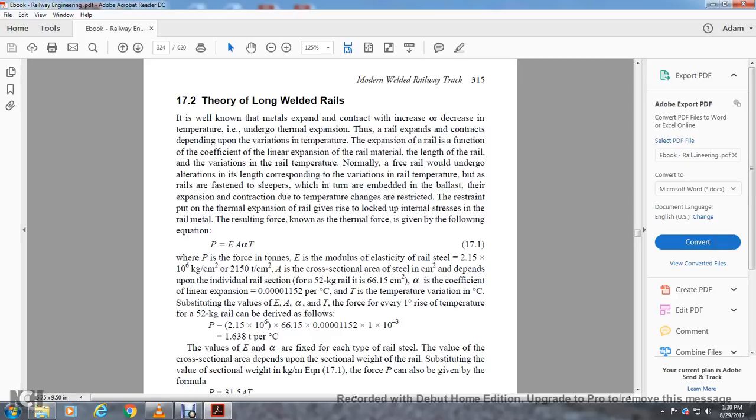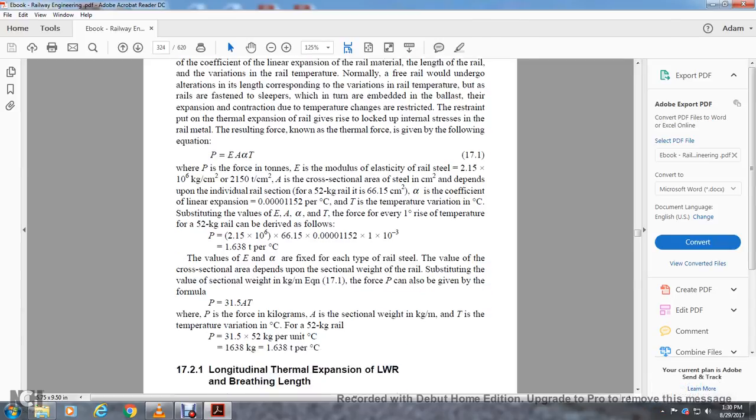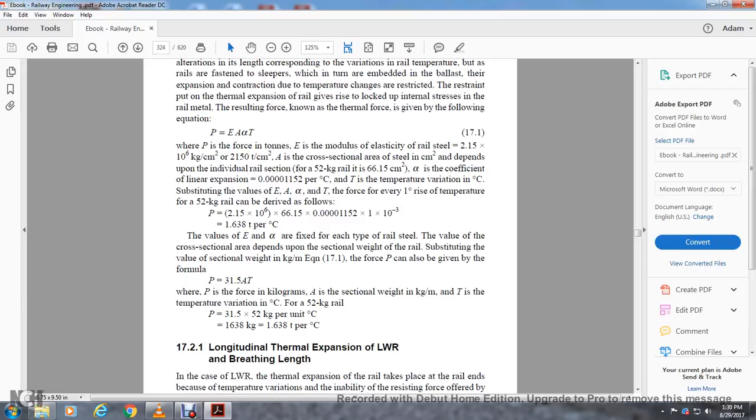The values of E and alpha are fixed for each type of rail steel, with the value of the cross section area depending on the section weight of the rail. Substituting the value of the section weight in kilograms per meter, the force P in tons can also be given by the formula P equals 31.5 times A times t, where A is the cross section of steel in centimeters squared and t is the temperature variation in degrees Celsius. You get 1.638 tons per degree Celsius.